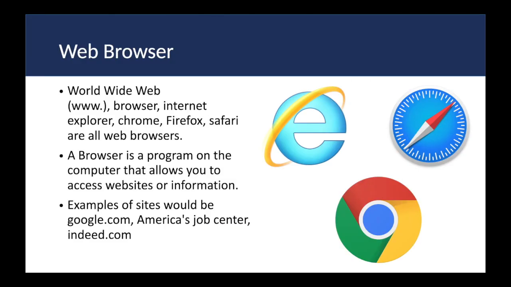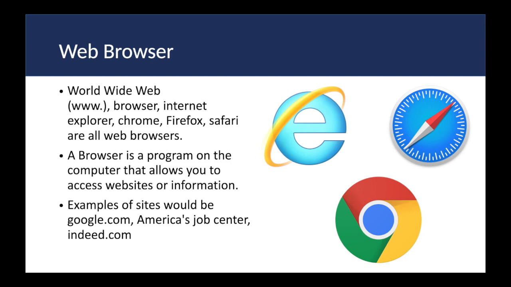Now the web browser. World Wide Web browser: Internet Explorer, Chrome, Firefox, Safari, they're all one and the same. They're all web browsers. These are programs that allow you to access sites or information. A site would be America's Job Center or Indeed.com. Information that you may need to look up, let's say tips on an interview, where to find schools, or what thank you letters are, you can do all that with a web browser.